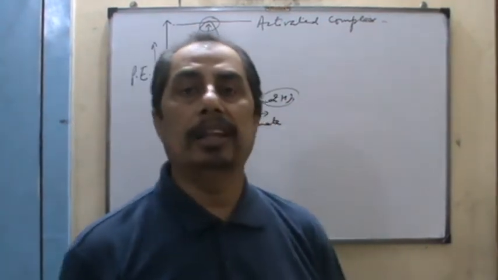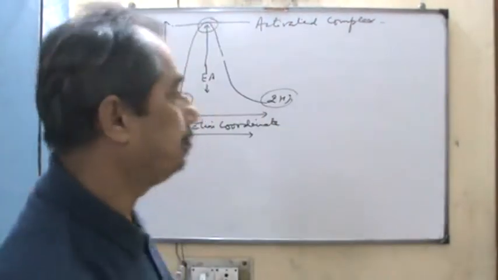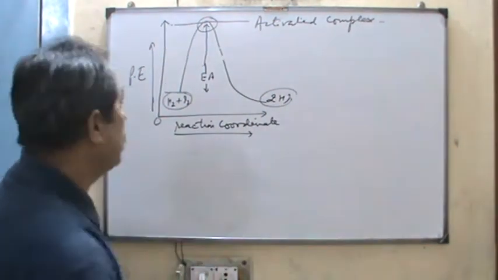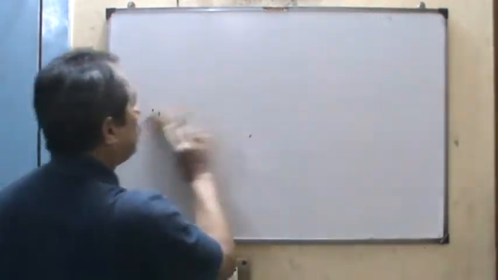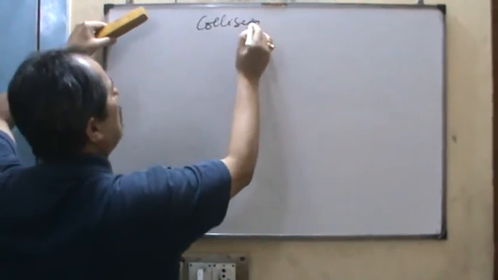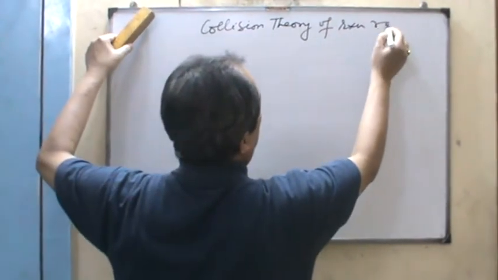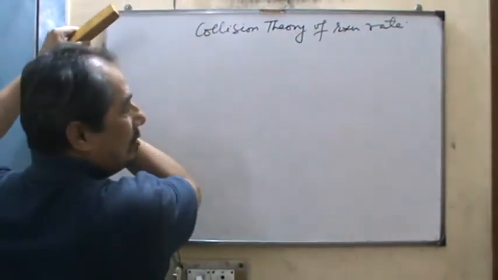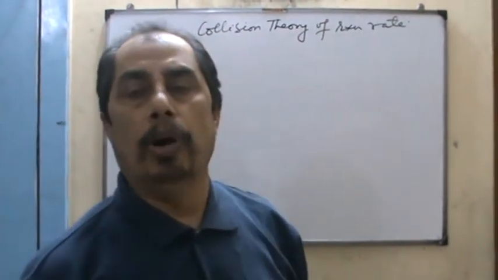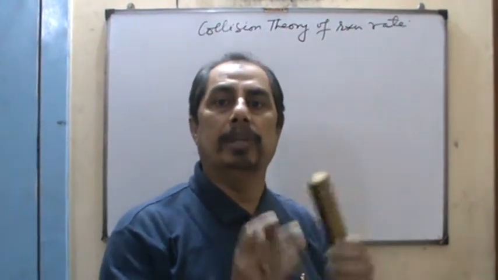Now dear students, the last part of this chapter is the collision theory of reaction rate. May I proceed now? Okay, so write down: collision theory of reaction rate. Not every collision is able to form the products. Only some collisions form the product.